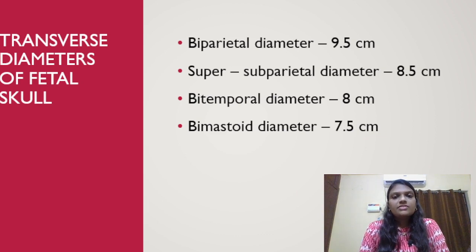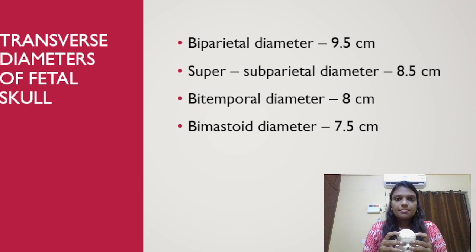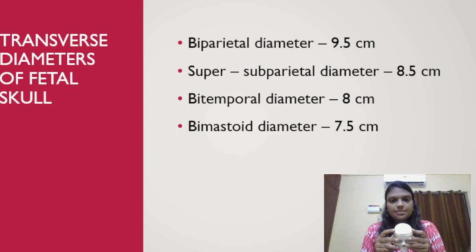Okay. First, let's see about the various transverse diameters of the fetal skull. The most important thing is the biparietal diameter. The distance between the two parietal eminences is known as the biparietal diameter, and it is about 9.5 centimeter. This is the diameter of engagement of the fetal skull. It measures about 9.5 centimeter.